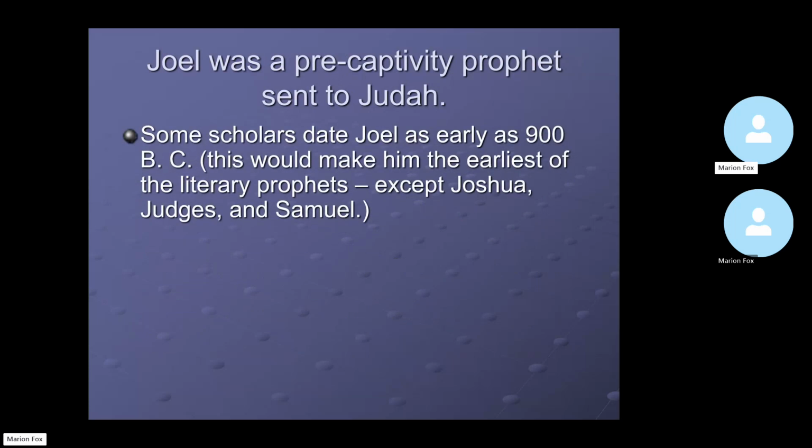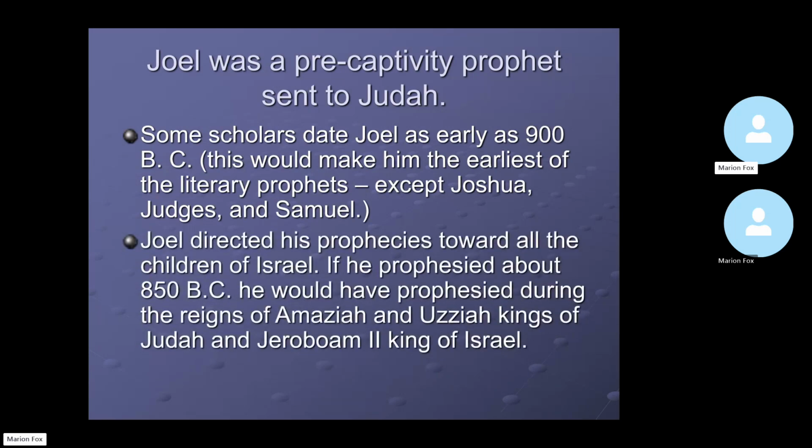Some scholars date Joel as early as 900 BC. This would make him the earliest of the literary prophets, except I argue that Joshua was a prophet, and the writer of the book of Judges, or the writers of the book of Judges, and Samuel were also prophets as well. But if that's the case, he would be one of the earliest of the writing prophets, literary prophets. Joel directed his prophecies toward all the children of Israel.